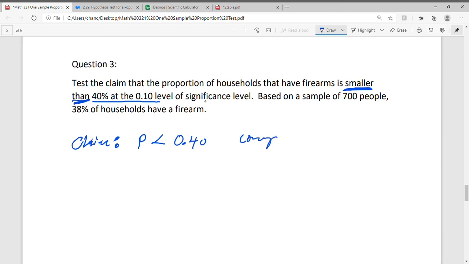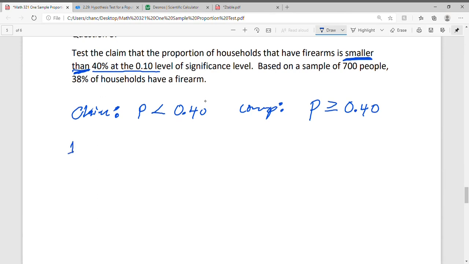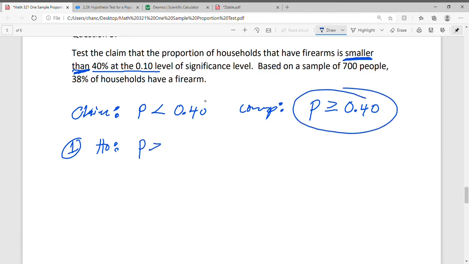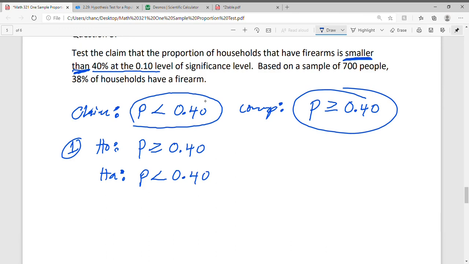Now, what's the complement to this? The complement is the opposite. So we're going to say P is greater than or equal to 0.40. Now we could do step 1. The null hypothesis is always the one with the equal symbol. So we'll say P is greater than or equal to 0.40. The alternative hypothesis is the one without the equal symbol. That's going to be our claim. P is less than 0.40. In step 2, just state alpha. Alpha is 0.10.